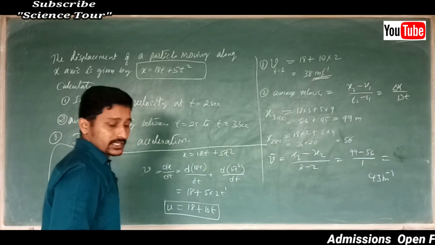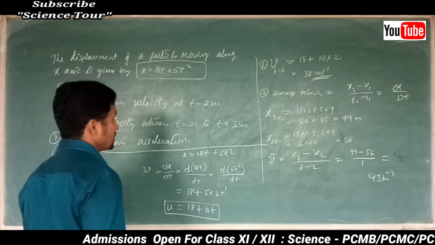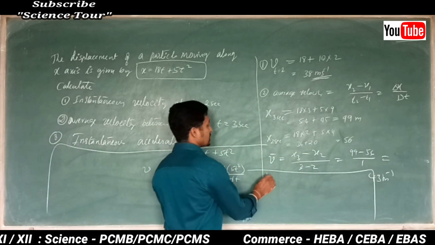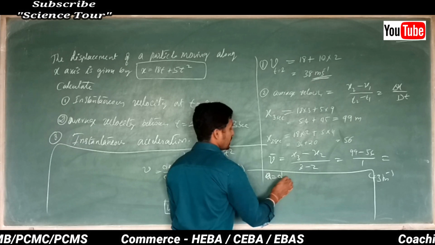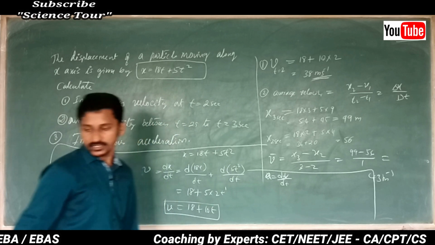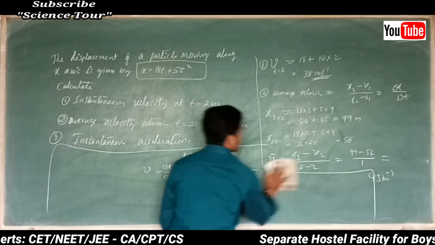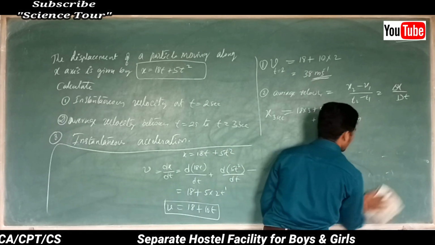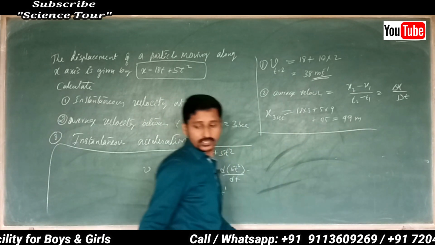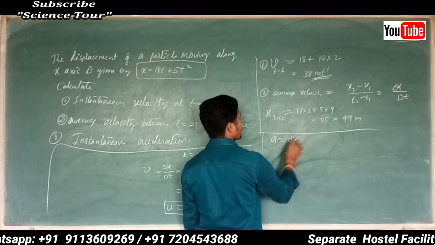Next, that is instantaneous acceleration. Instantaneous acceleration means how you have to find out. You must know the instantaneous velocity. Instantaneous acceleration is dv by dt, isn't it? I'll erase this. You must write down. So instantaneous acceleration is a equal to dv by dt.